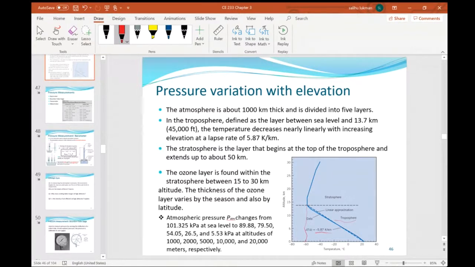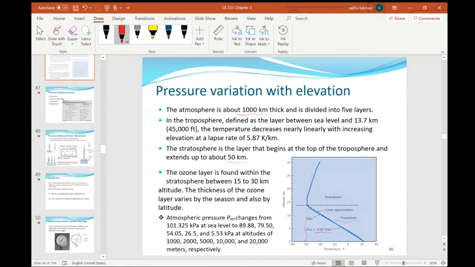So extremely cold. Okay, after the troposphere you have the stratosphere, which is the layer that begins at the top of the troposphere and extends up to 50 kilometers. In the stratosphere, the temperature increases with altitude, slightly, up to about 50 kilometers. Don't forget the atmosphere has a thickness of about 1,000 kilometers.